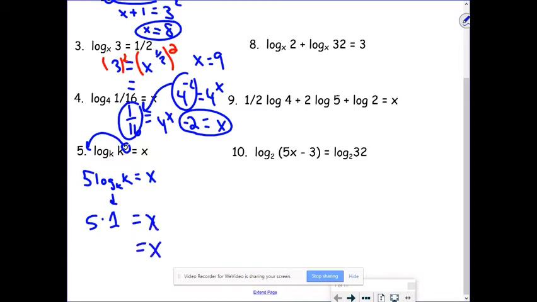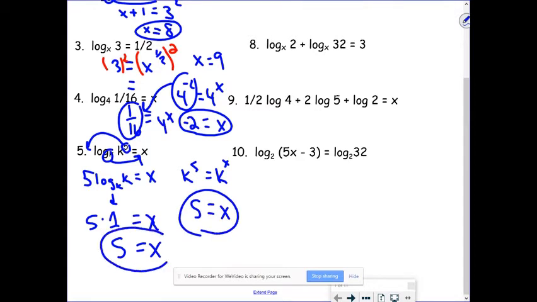Now, why is log base k of k 1? Well, when we rewrite it, meaning if I looked in and I said, all right, the base is k, I can write it in exponential form. That would be k to the x equals k to the 5th. So x is 5 there. So either way, however you want to do that one.